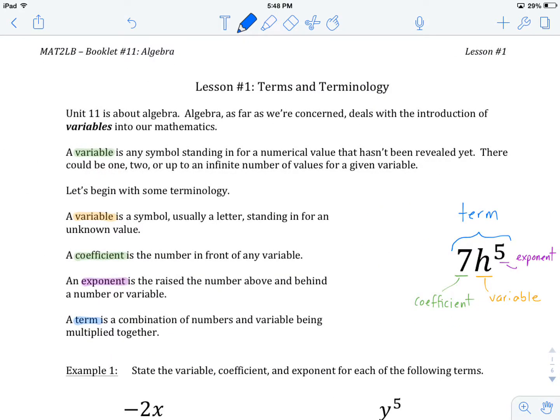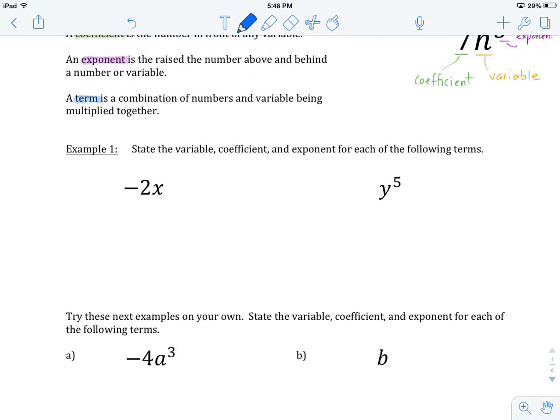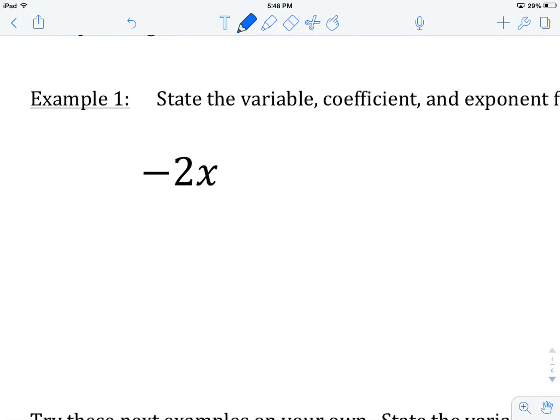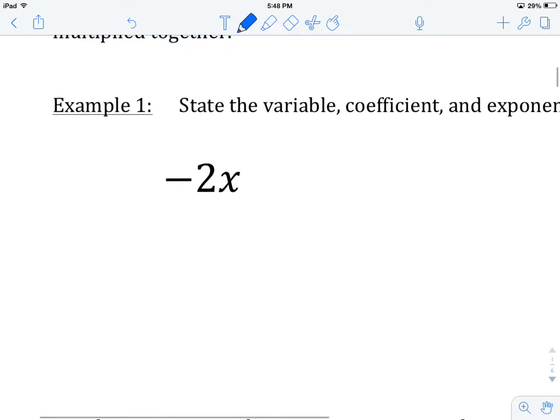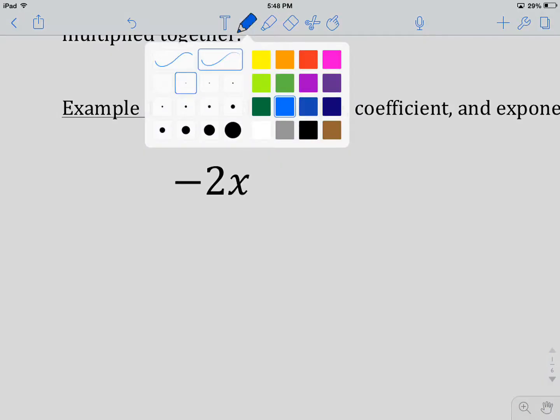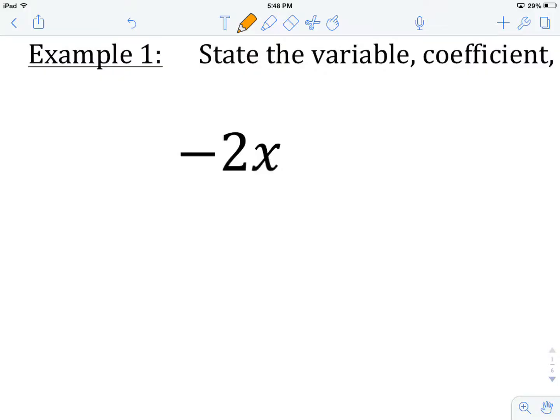So let's go try some examples here together. Example number 1, we're going to state the variable, coefficient, and exponent for the following terms. So there's a term, minus 2x, or negative 2x. So let's get variable, put that down, coefficient, I'll put that down, and exponent. Put that down as well.